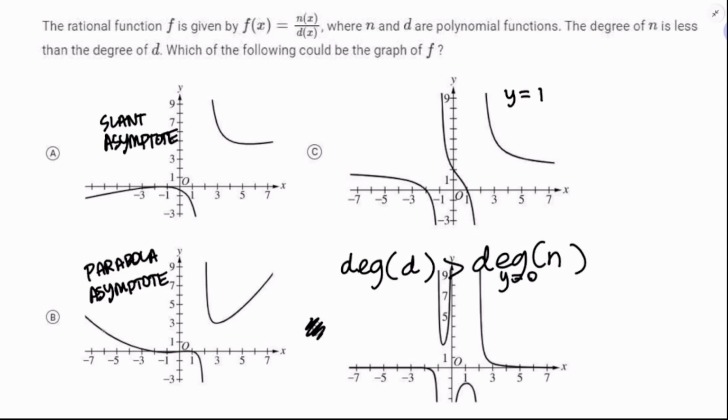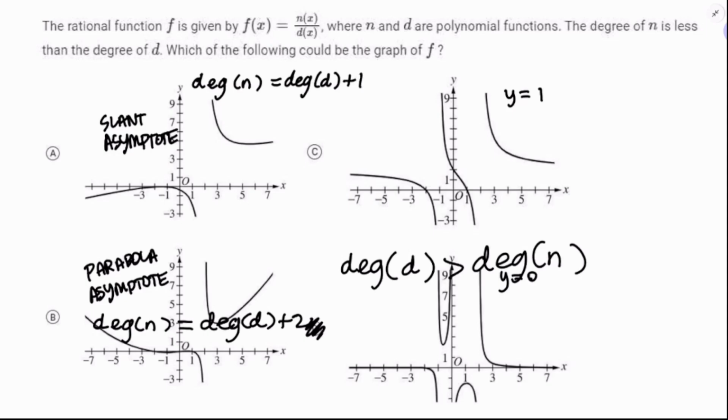Okay, on this one, I can say this one's bigger on top by exactly 2. So the degree of n equals the degree of d plus 2. That's going to be for sure. And a slanted asymptote is when I'm bigger on top by 1 factor. So the degree of n equals the degree of d plus 1. I don't think I've ever used that notation to denote the degree of a polynomial in precalculus or algebra 2, but it seemed appropriate right now.